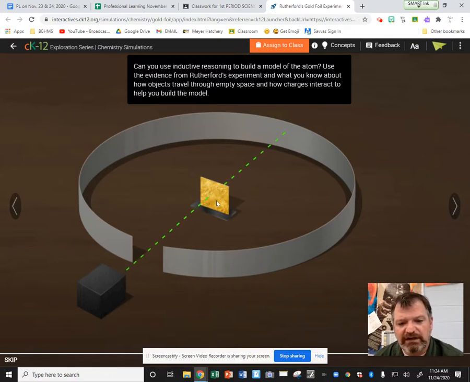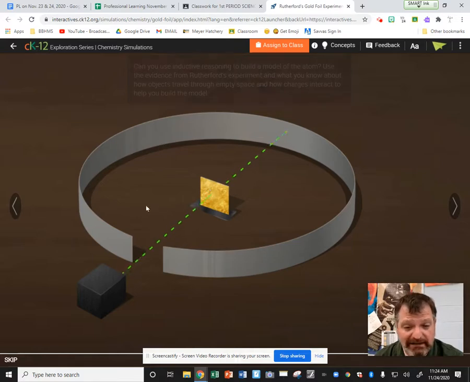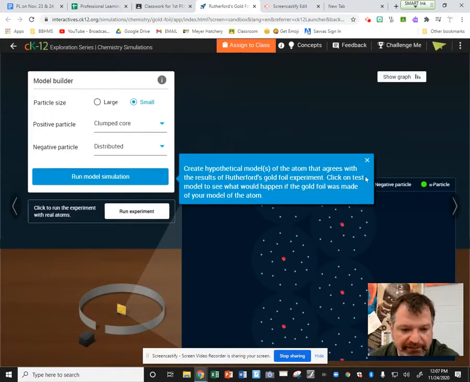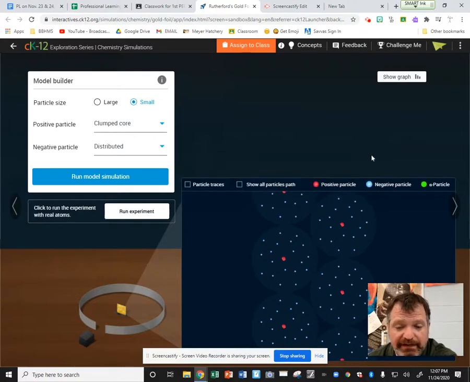So what we're going to try and do now is recreate this experiment and hopefully try to understand why this is happening. And then we're going to kind of be like Rutherford and draw our own model. Are you ready? So let's see how this works out. What we have to do is go to the simulation. Here you have a simulation of the experiment that we're going to try and reproduce.